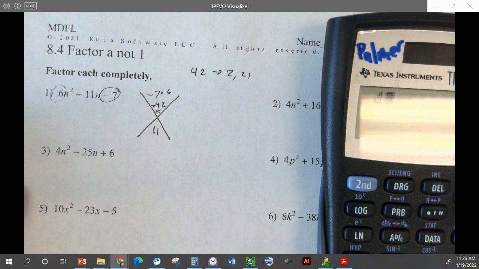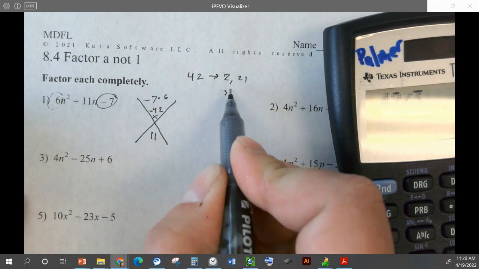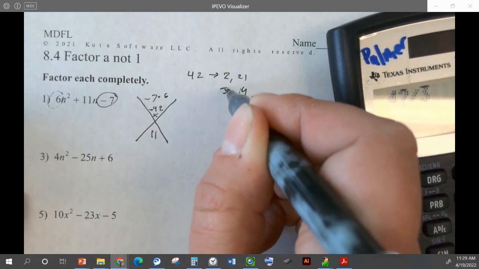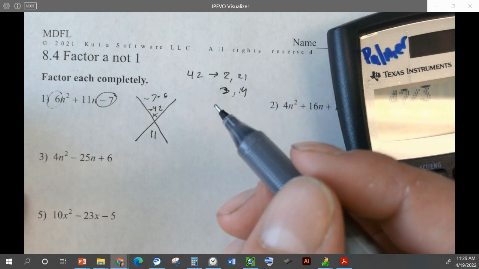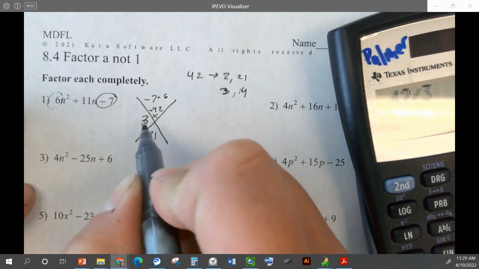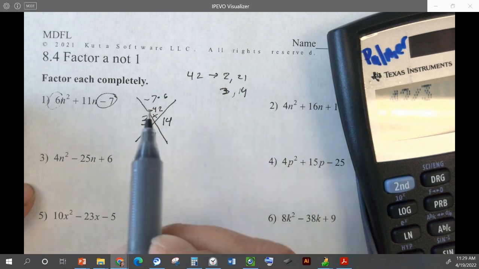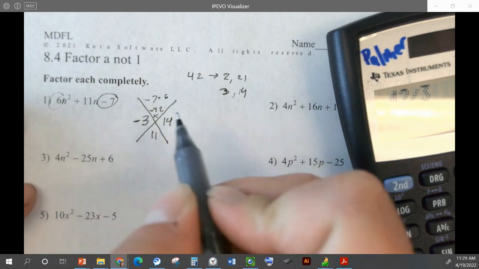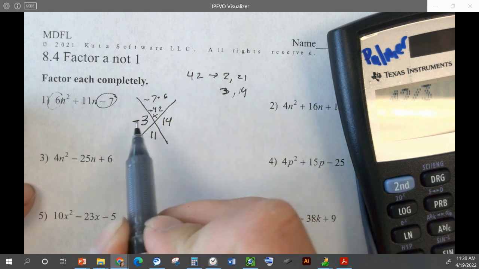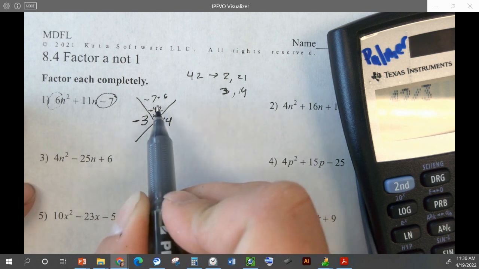How about, let's do 42 divided by 3, 14. So 3 and 14, will that work? Do they have a difference of 11? 3 and 14? Yeah, that one will work. So now we have to decide one of these, 3 or 14, has to be negative. So I'm going to pick 3 as the negative value, because then 14 minus 3 gives me 11, but 14 times -3 gives me a -42.